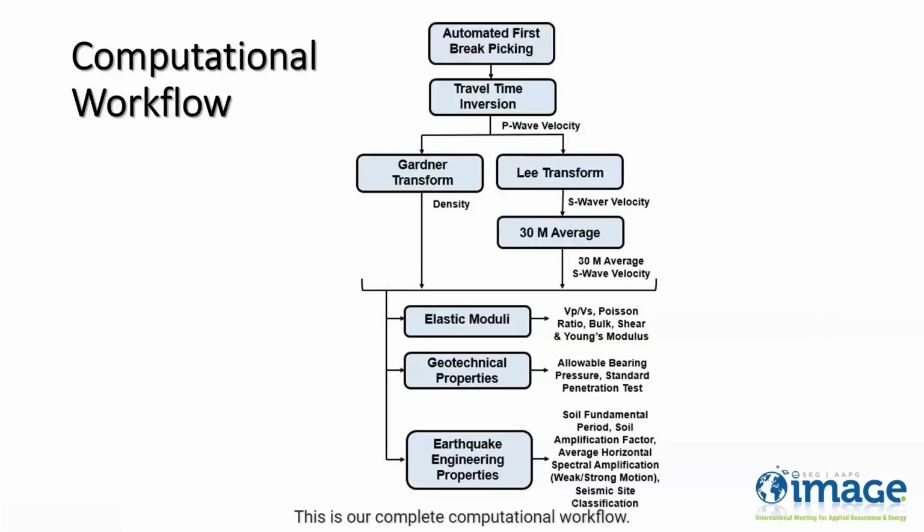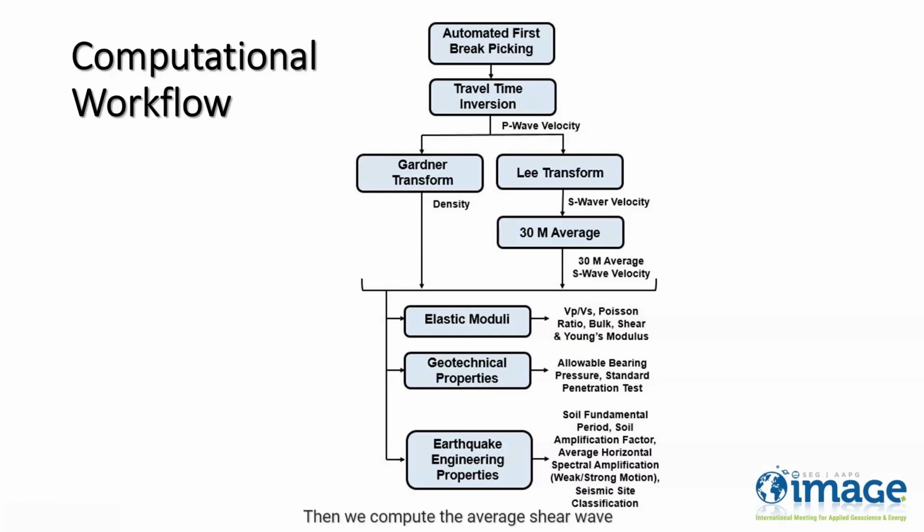This is our complete computational workflow. We start with automated first break picking from seismic refraction as well as uphole logging survey data. Then travel time inversion is applied to the picked arrival times to delineate the near-surface layers and their compressional velocities. This compressional velocity is used to compute density as well as shear wave velocity.